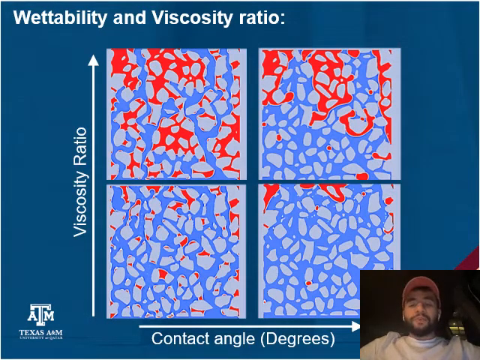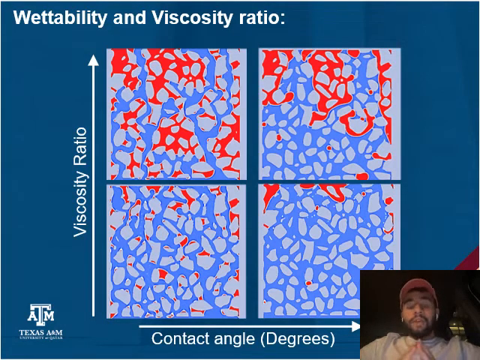Moving to the most important part of this research, the results. On this slide, we study two important relationships: the relationship between viscosity ratio and oil displacement in porous media, and the relationship between contact angle or wettability and oil displacement in porous media. And before explaining the figure, we need to know that red represents oil and blue is water.